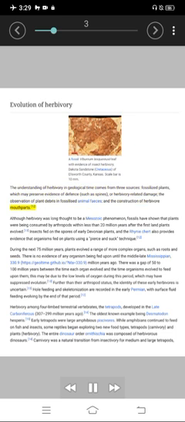Although herbivory was long thought to be a Mesozoic phenomenon, fossils have shown that plants were being consumed by arthropods within less than 20 million years after the first land plants evolved. Insects fed on the spores of early Devonian plants, and the Rhynie chert also provides evidence that organisms fed on plants using a pierce-and-suck technique.